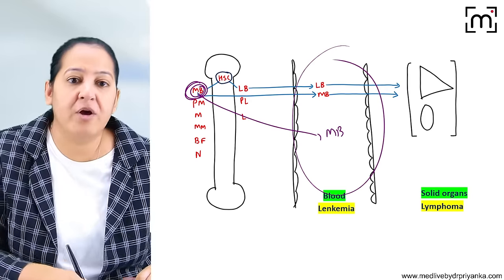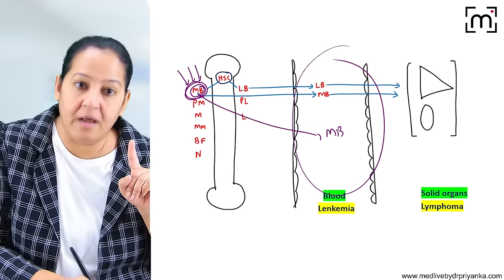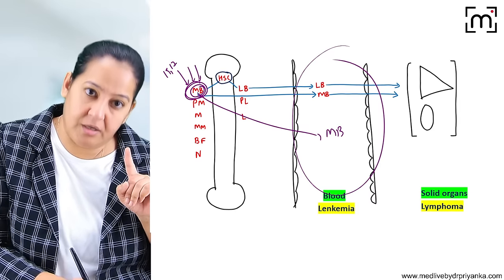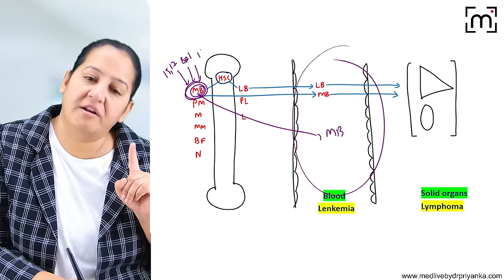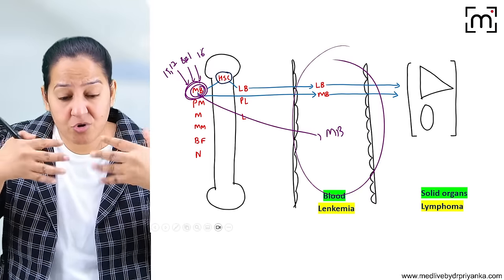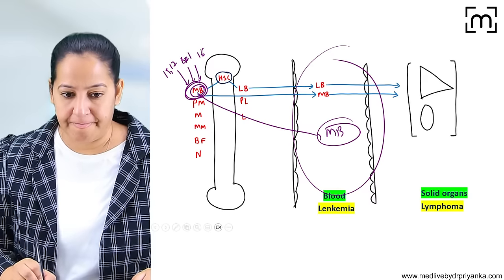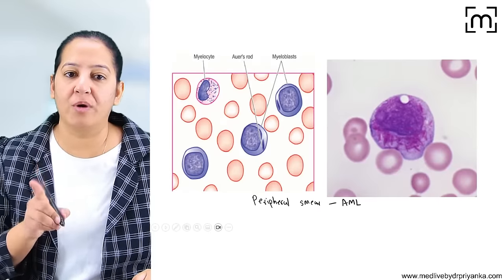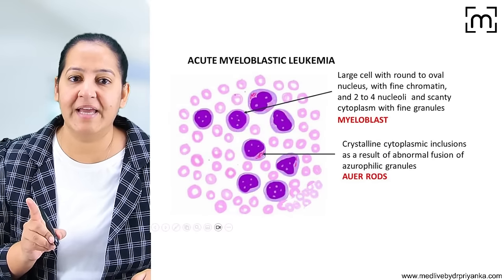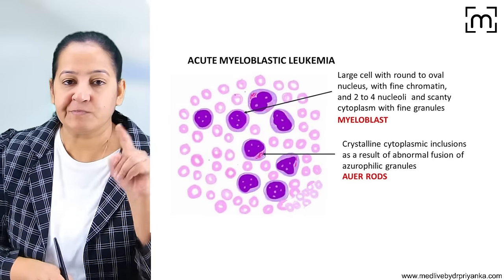It is spilled over because there are mutations here: either the 15-17 mutation, or the 8-21 mutation, or the inversion 16 mutation. Because of this, it is doing uncontrolled mitosis and spilling into the blood. Once it is coming in the blood, you will get only one type of cell, myeloblast. Can you see? Only one type of cell.